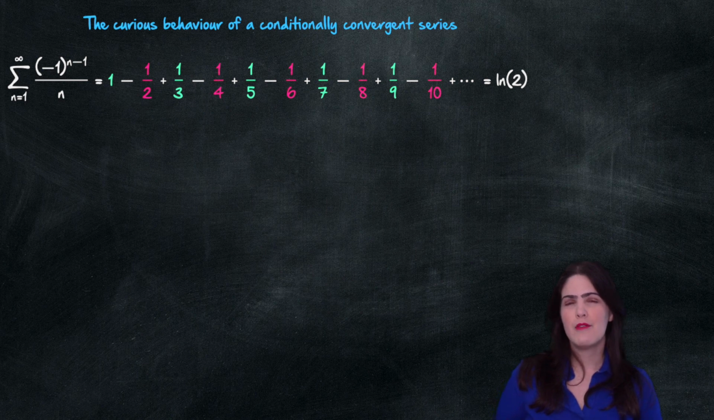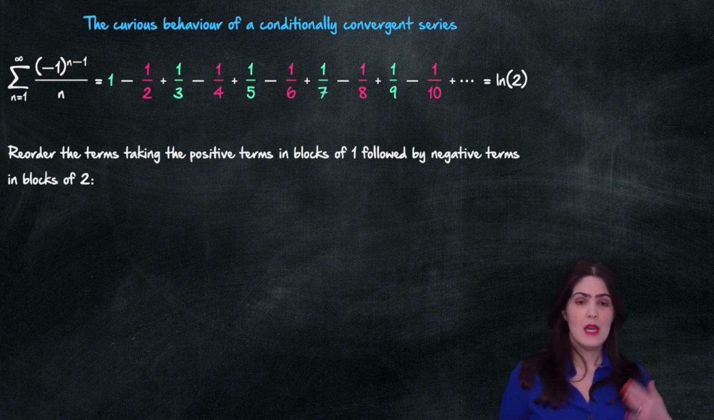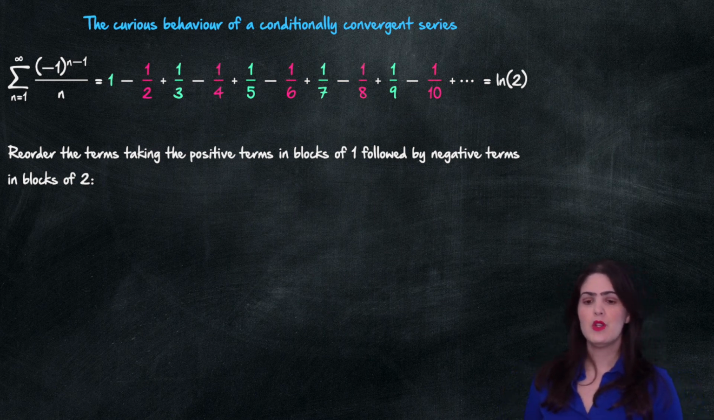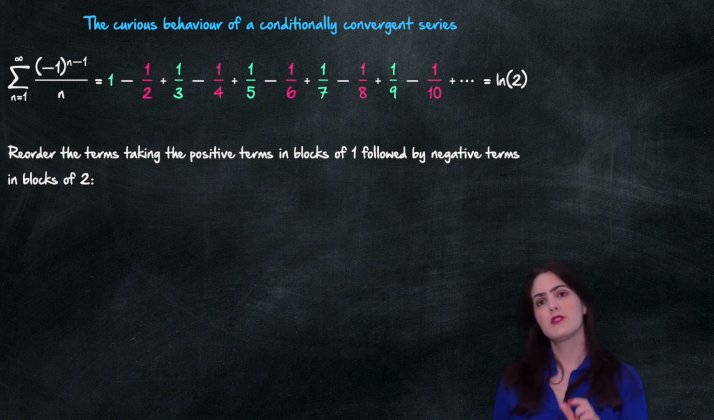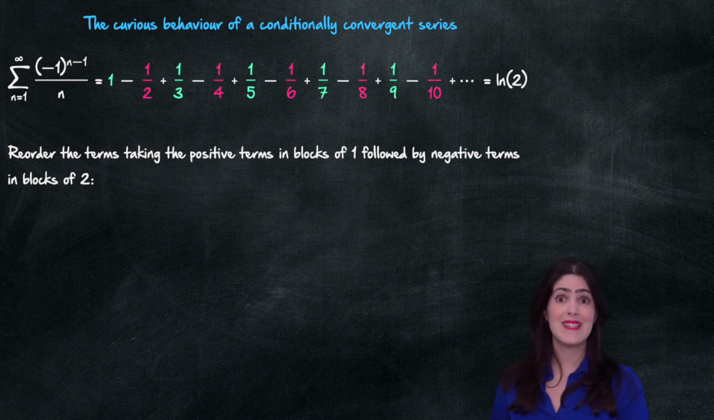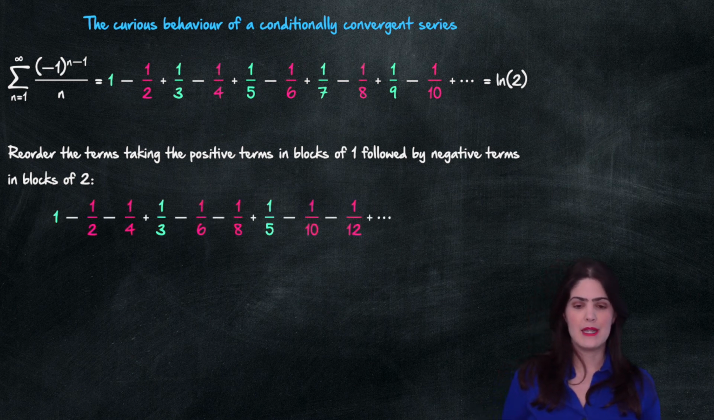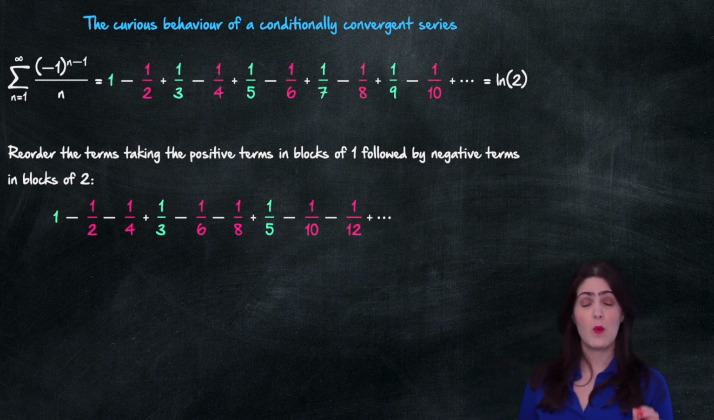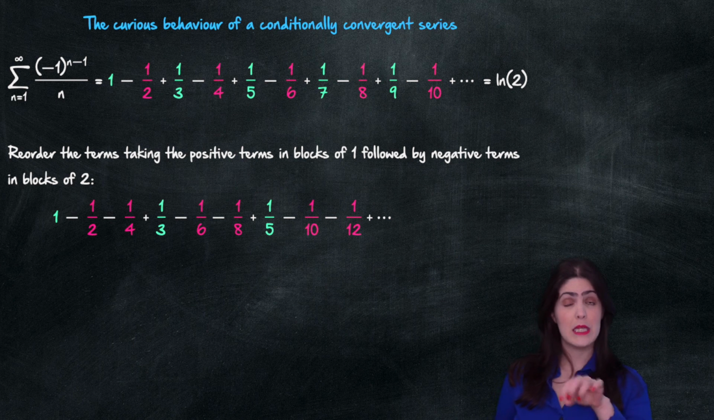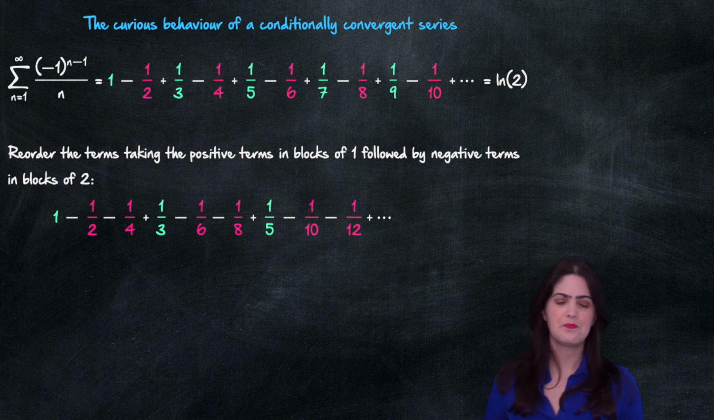And I'm going to show you that if I change the order in which I add these terms, I will get a completely different sum. So let's see. We're going to reorder the terms in the following way. We're going to take the positive terms in blocks of 1, followed by negative terms in blocks of 2. So 1 positive, 2 negative, 1 positive, 2 negative, 1 positive, 2 negative, and see what happens. So here I'm rewriting it, and you can see the green ones are the positive, the pink ones are the negative, so it's easy for you to track it. We have 1 positive, 2 negative, 1 positive, 2 negative, and so on.